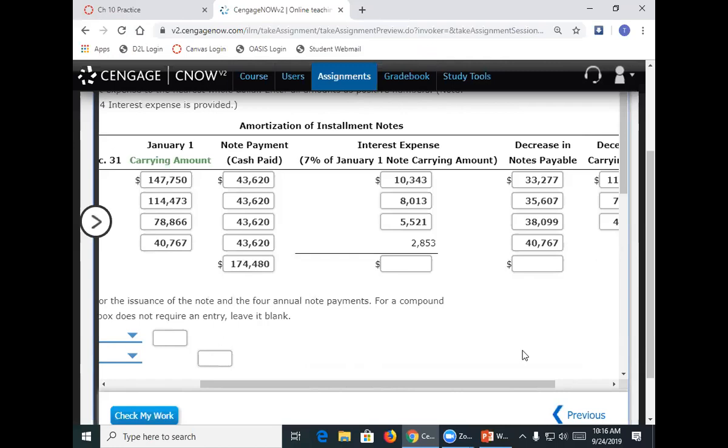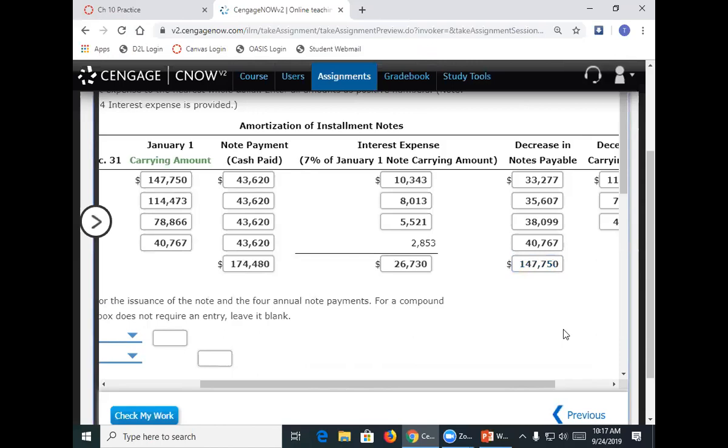So when this note is done, we've made all four payments. We would add up our total interest expense. What's our total interest expense? $26,730. Very good, $26,730. And then we could add up the total decrease in notes payable, which should be what? What's our total decrease to notes payable? The amount that we started off with. Yeah, very good. You don't even have to do it if you did it right. It's a good check. If you add it all up, it should be your original carrying amount, the $147,750, because we paid off the full principal amount.